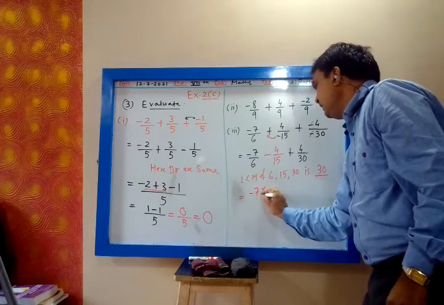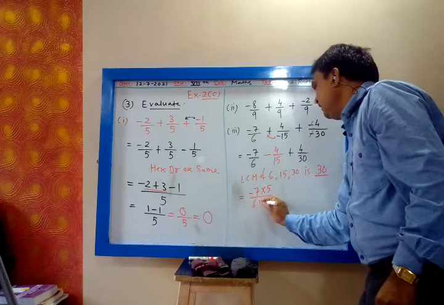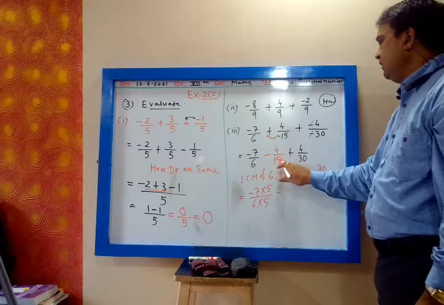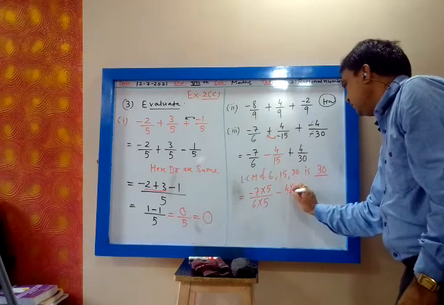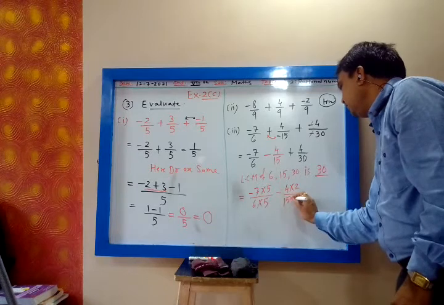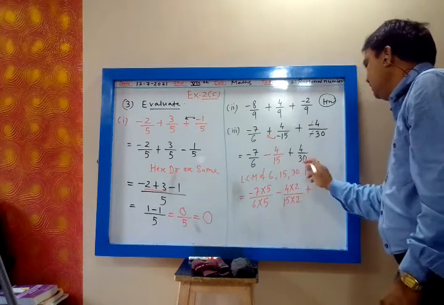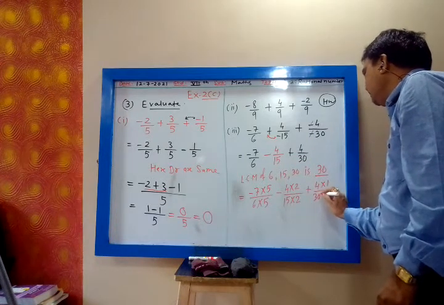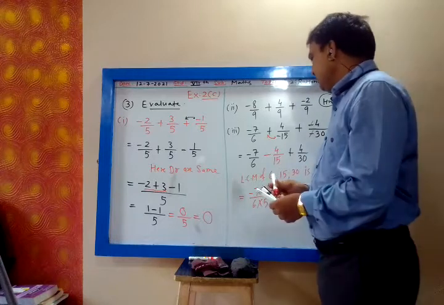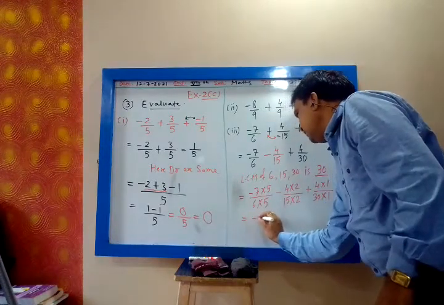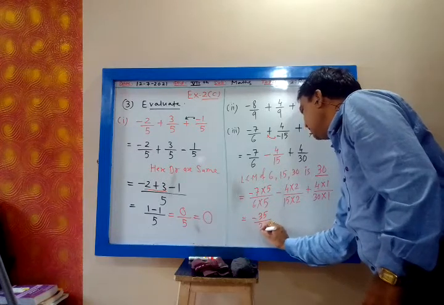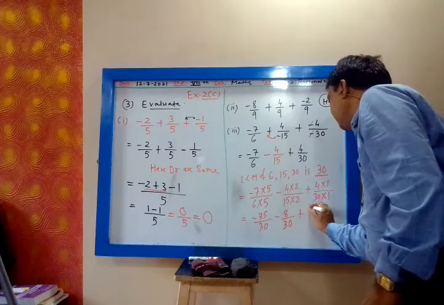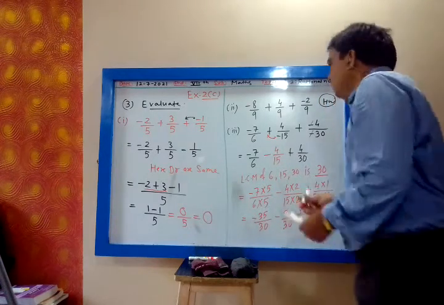So minus 7 into 5 upon 6 into 5. Minus, this is 15, you have to make it 30, so multiply by 2: minus 4 into 2 upon 15 into 2. Plus 4 upon 30, it is already 30, so no need, multiply by 1. Upon 30 into 1. So let us simplify. This will be minus 35 upon 30, minus 8 upon 30, plus 4 upon 30. Now the denominators are equal.